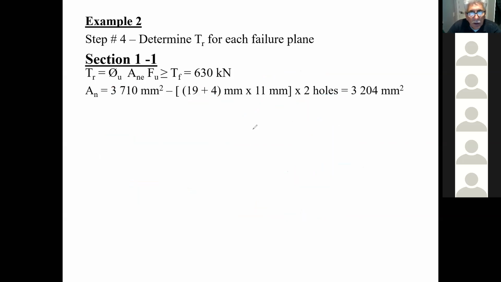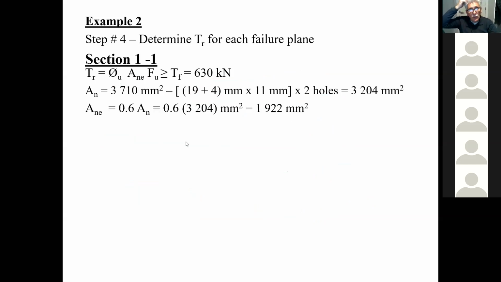Clear my drawing. Okay, so now I calculated my net area, and because of shear lag, I have to get from my net area an effective net area, and that's where that coefficient of 0.6 comes into our equation here. So this was my net area here, and this is where that 0.6 comes in, and therefore this area now gets reduced to this much.